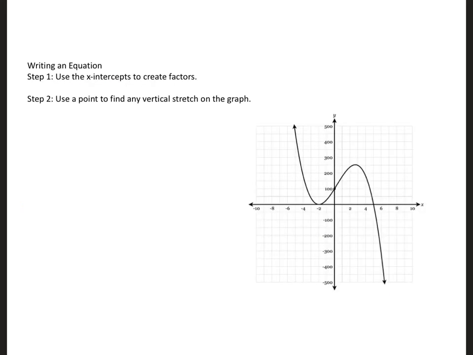Our final example is writing an equation. We're going to use factored form to do this. So the first thing that we're going to do is use our x-intercepts to create factors. I'm going to also add a caveat to that. Not only are we going to use x-intercepts, but we're also going to use multiplicity. Then we're going to use a point on the function to find any vertical stretch on the graph, and we'll talk about why this is going to be important.